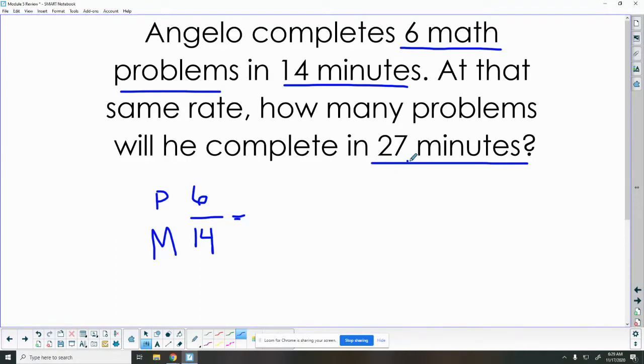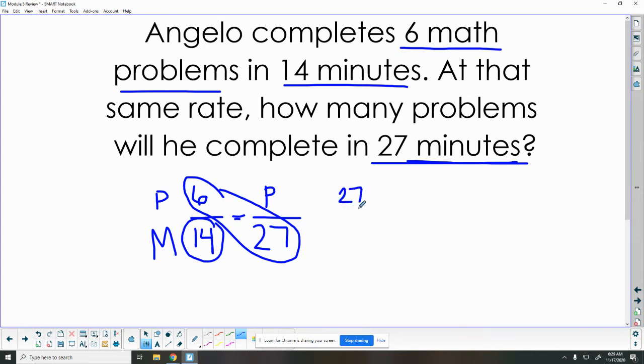So 27 minutes. Minutes goes on the bottom, so I want 27 on the bottom, and we're looking for the problems. So we're going to crisscross multiply here and then divide by 14. So go ahead and pause the video and try that out. So 27 times 6, there's 42, 12, 13, 14, 15, 16.